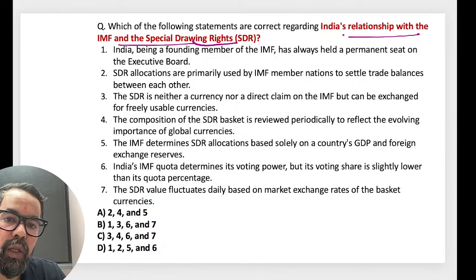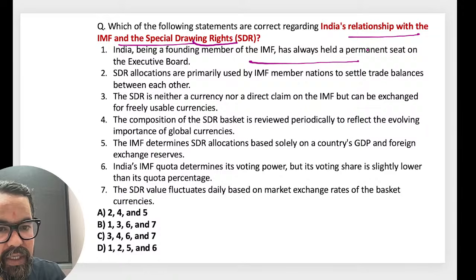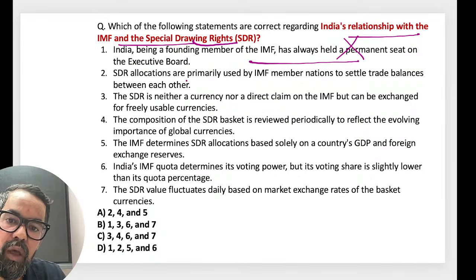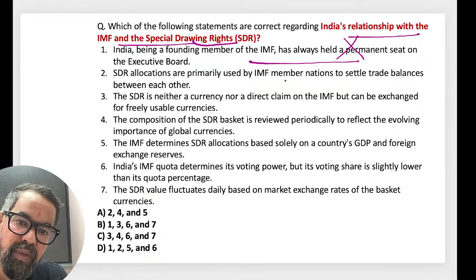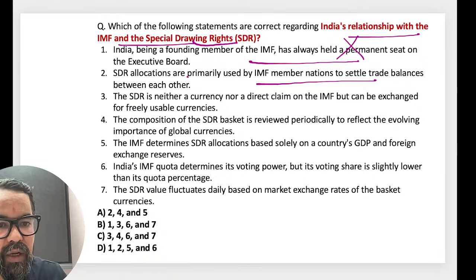So the question is, India being a founding member of IMF has always held a permanent seat. We don't always have this permanent seat, okay. The first statement is wrong. We got a permanent seat around the 70s or something, okay. SDR allocations are primarily used by IMF nations to settle trade.